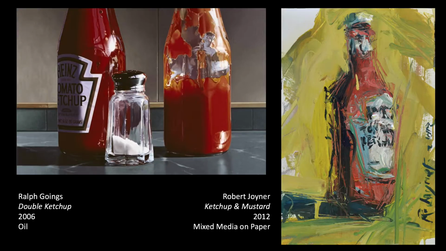Now, going a little bit more into naturalism versus abstraction, we look at Ralph Goings and Robert Joyner, similar images of ketchup bottles. Ralph Goings was interested in these diner scenes of how things were arranged in terms of still life. Now, this is what we call still life, inanimate objects depicted. So, Ralph Goings was really interested in the classic Americana, and how waiters and waitresses would arrange certain things on the table the same way at every table, and it was kind of arbitrary how they did it, but it was consistent.